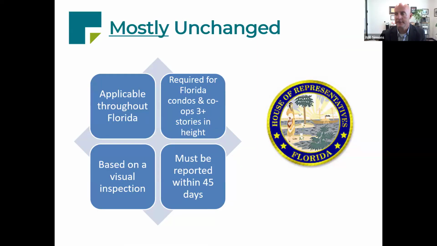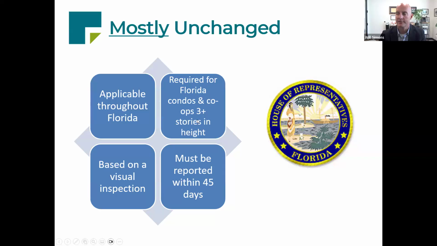Mostly, though, other than that, the requirements have not changed a whole lot. So just to give everybody the overview, this requirement is applicable to the entire state, all 67 counties of Florida. It is required for all condos and co-ops that are 3 or more stories in height. There's a couple of exceptions there.